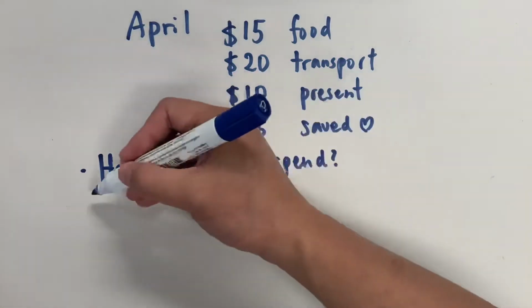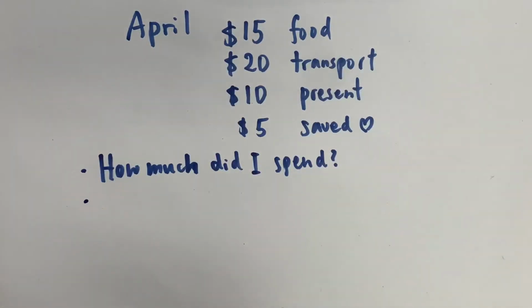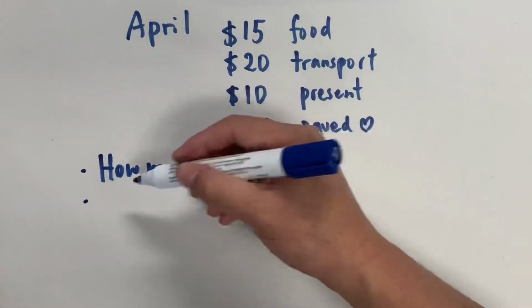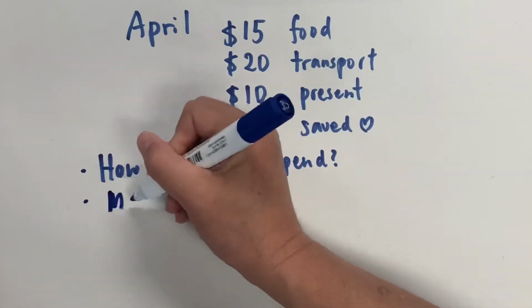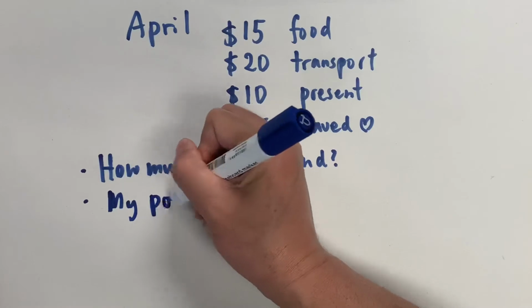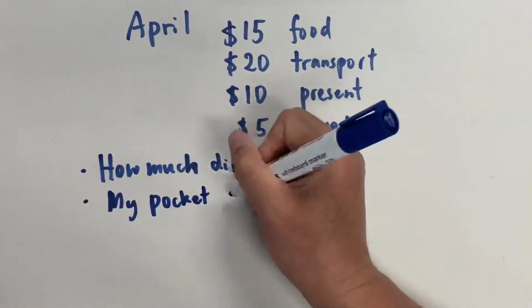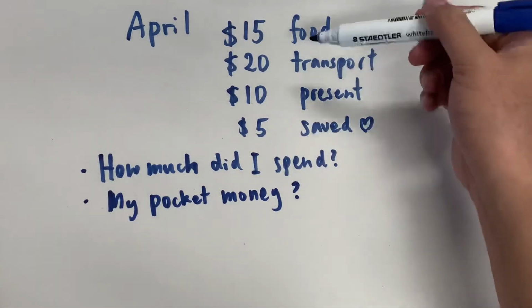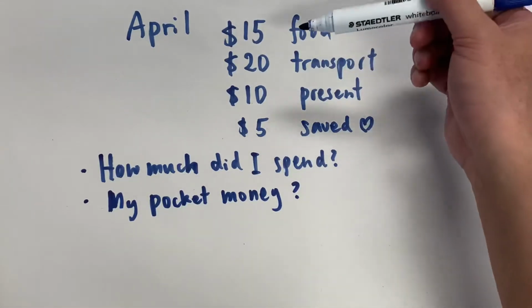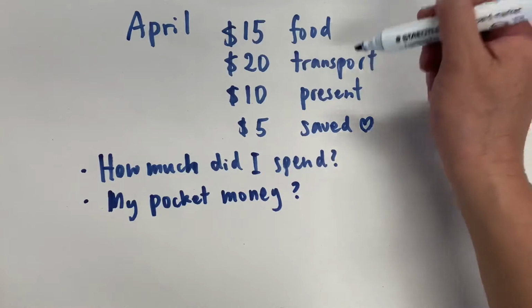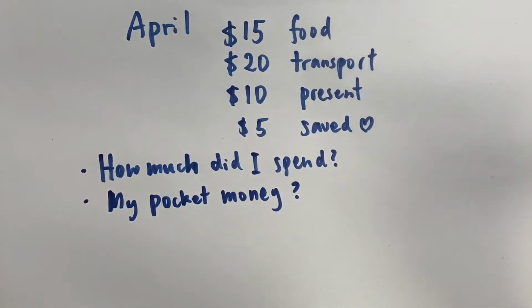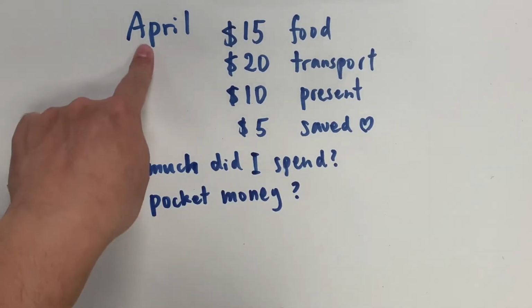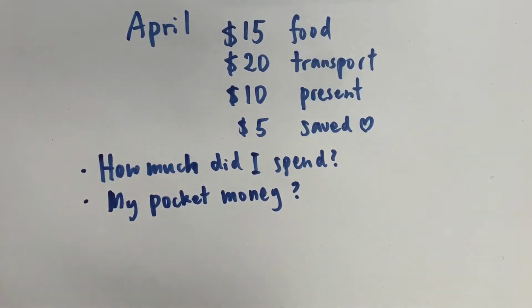Next question is this. How much is my pocket money? How much do I get every month? I spent $15 on food, $20 on transport, $10 on a present, and I saved $5 after that. How much do I actually receive every month?